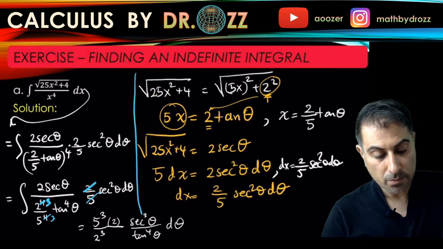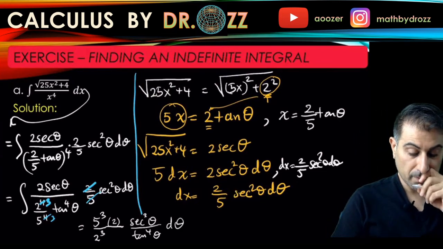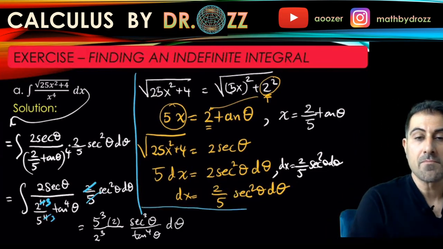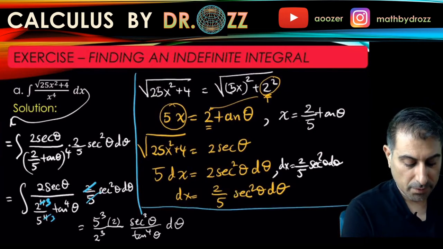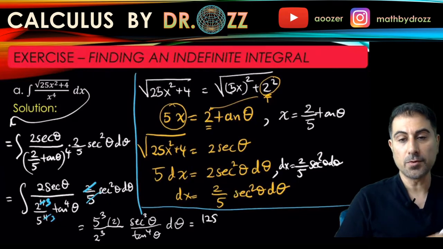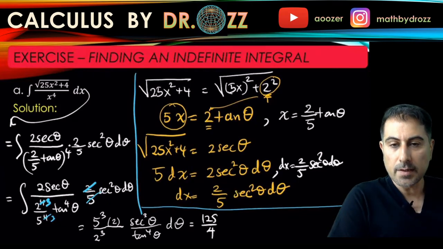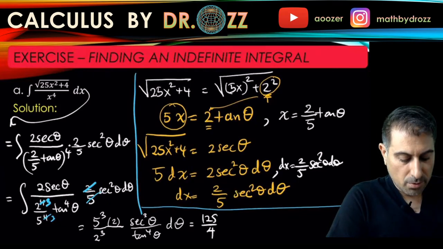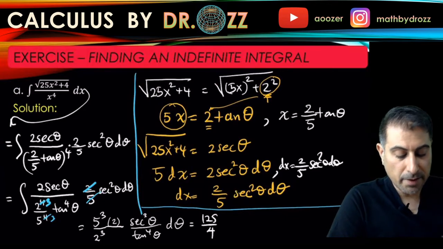Okay. So let me just also continue this border right here. So this in turn becomes 125 divided by 4 because you have 2 cubed and at the top you have 2. That's simplified as 4. So right now what I want to do is, let's put the integral back here.